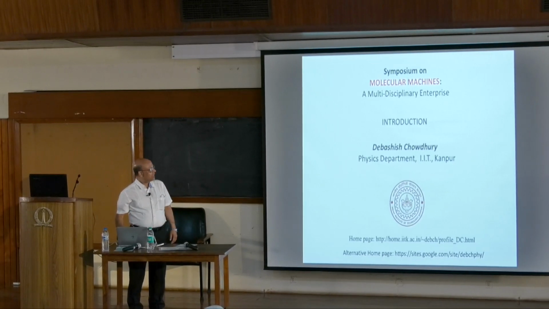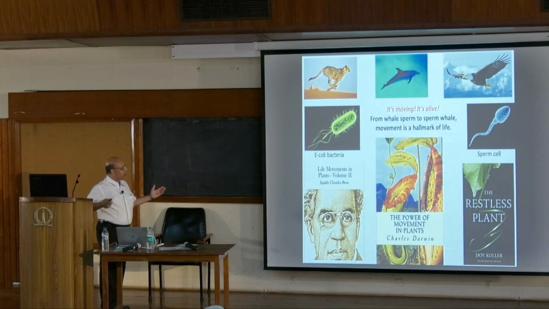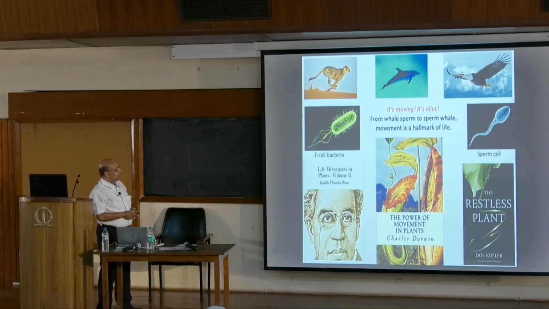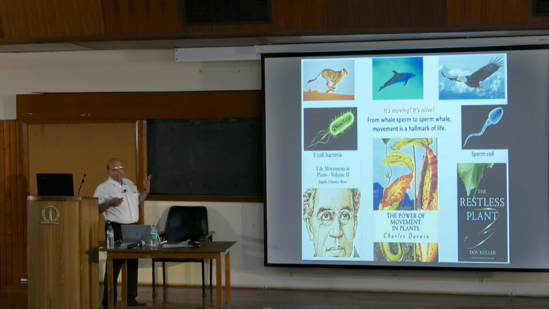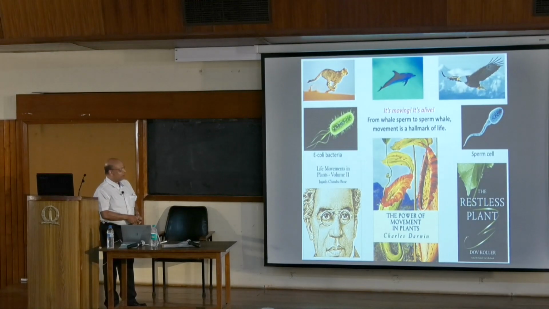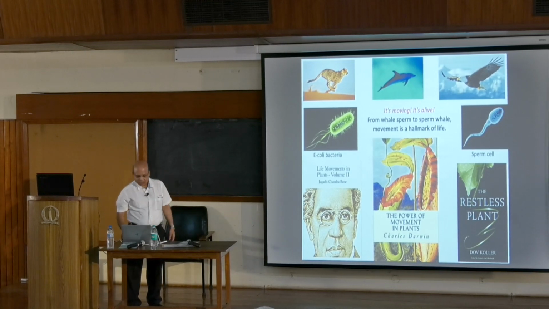First, we look around us and exclaim, well, it's moving, it's alive. From sperm to sperm whale, movement is one of the hallmarks of life. And not only at this large scale, but even at the scale of E. coli bacteria or a sperm cell, movement indicates life. Sometimes we tend to believe that plants are not moving, but plants do move. People who investigated this include not only our J.C. Bose, but also Charles Darwin and so on. So movement is a hallmark of life.